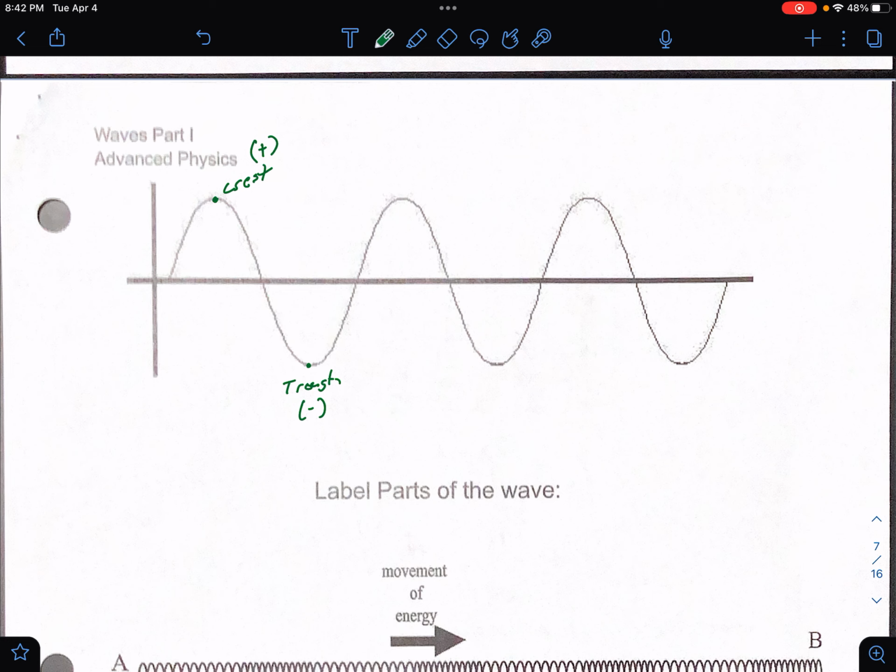Okay, then you have amplitude. Amplitude is the height, either from the middle to the top or the middle to the bottom. Okay, it's not both of those added up together. It's just the distance from the midpoint to the top, to the crest, or to the trough. Which brings us to our next one, which is called the origin. That is the midpoint, basically. So that's how you determine amplitude. It's from the origin to the top or bottom of a wave.